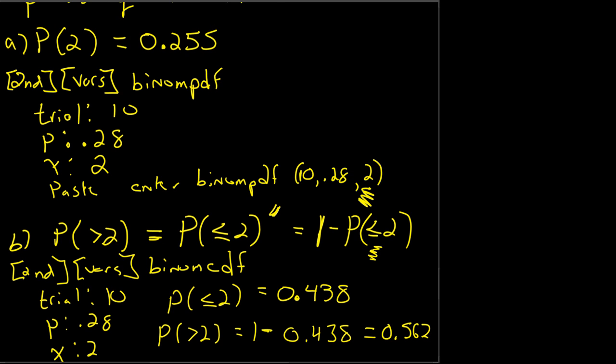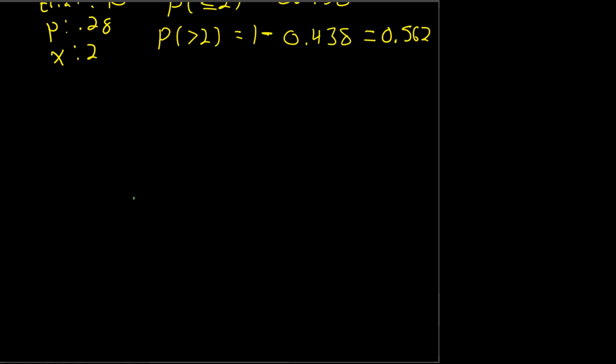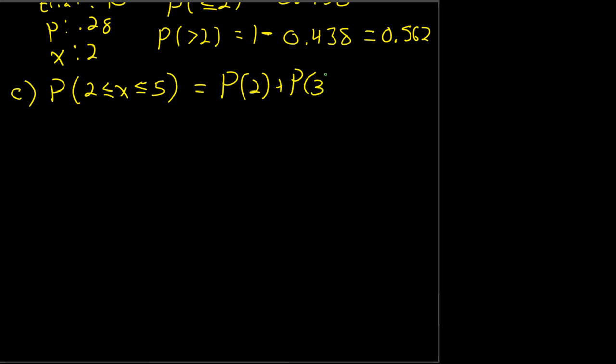For the last question, we're looking for the probability of getting 2 through 5 inclusive. So we're looking at the sum of the probabilities of these probabilities here, including our endpoints. What's nice is we already have the probability of 2. We calculated that in the first part of the problem. And so what did we get for that? If I scroll back up here, what we get? 0.255.